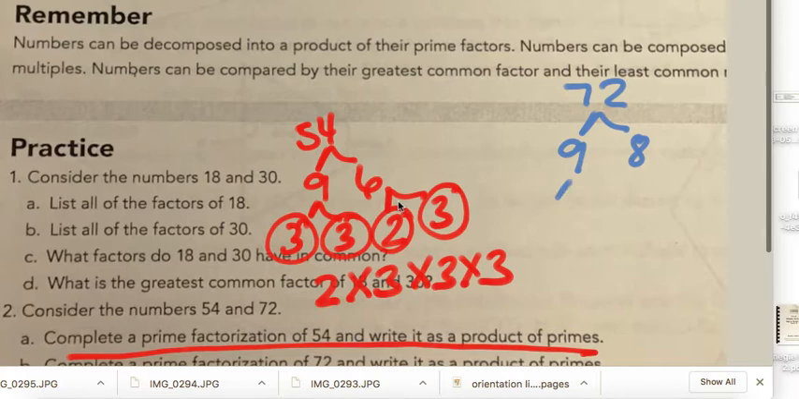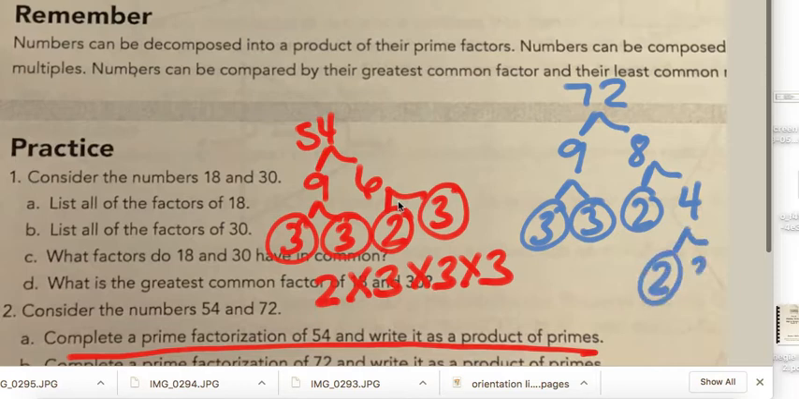9 would factor down to 3 times 3, and those are prime numbers. And 8 would factor down to 2 and 4. But 4 is not prime, so I break it down more, 2 and 2. Now if I write this as a product of primes, like B says, I'd write it as 2 times 2 times 2 times 3 times 3. I think I got all my numbers. Let me check. 1, 2, 3, 4, 5. 1, 2, 3, 4, 5.